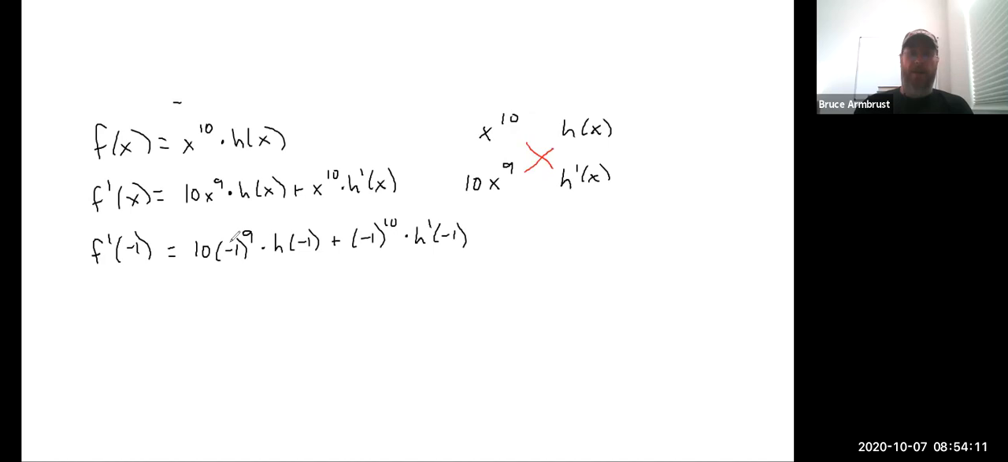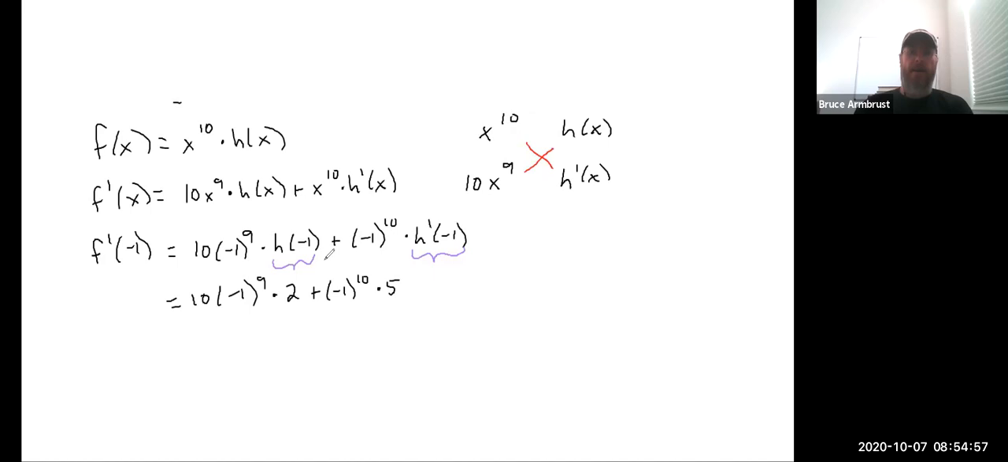And some of this we can just calculate, right? The -1 to the 9th times 10, we can get the number for that. -1 to the 10th, we can get the number for that. But we've got these two, the h of -1 and the h prime of -1. We need to know those values. But luckily, they gave them to us, right? In that list, they told us that h of -1 was equal to 2. And we were told that h prime of -1 was equal to 5. Again, your specific problem may have different numbers there, but they said that h of -1 was 2, h prime of -1 was 5.